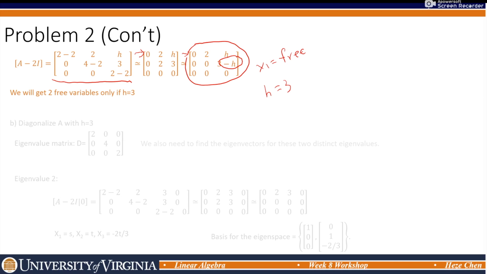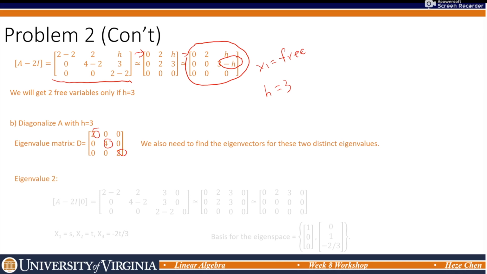Now, let's diagonalize matrix A, knowing h is equal to 3. The eigenvalue matrix will be our D matrix, so its diagonal elements should be the eigenvalues. And we also need to find the eigenvectors for these 2 distinct eigenvalues. The eigenvalues are 2 and 4.